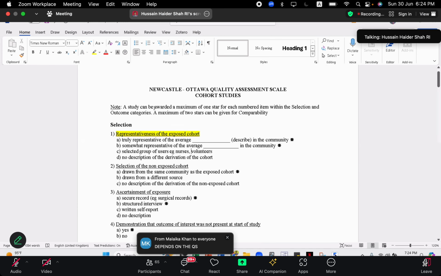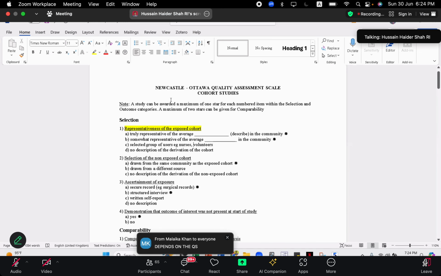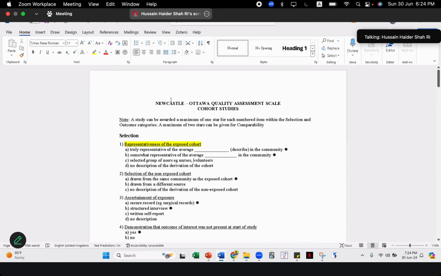Now, my third question is, how do we conclude, when we are including participants in our cohort study, that the exposure, now consider this, the exposure was smoking, is real? How did we make sure that the participants were actual smokers? Ascertainment of exposure means we made sure that the person was an actual smoker.